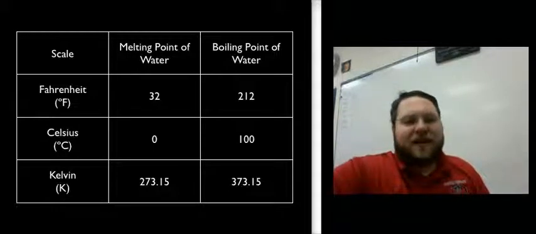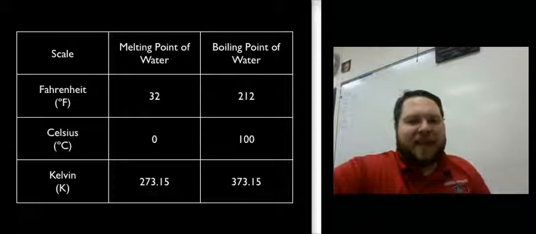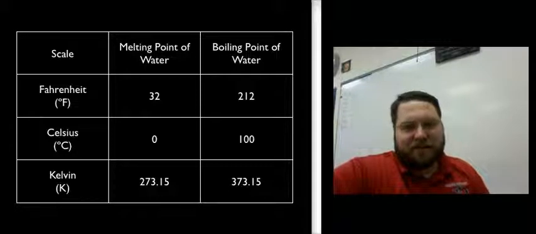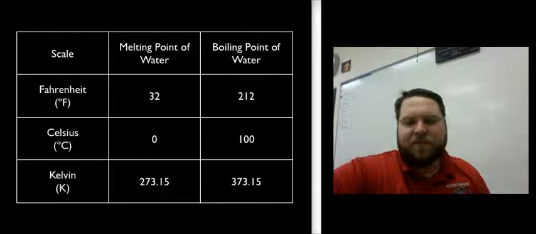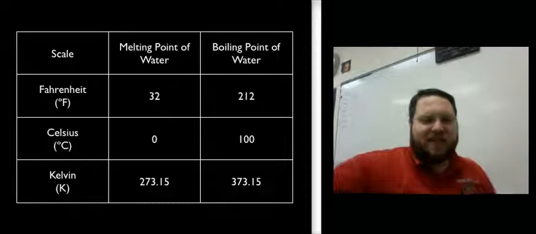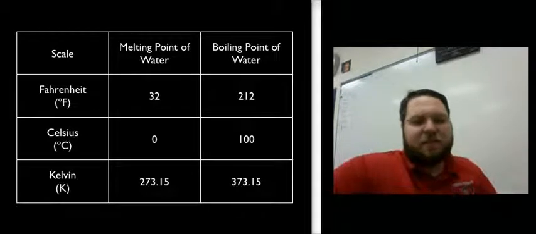And so on this scale, Kelvin has exactly the same size units as degrees Celsius, so 1 Kelvin is the same size as 1 degree Celsius. And the melting point of water in Kelvin is 273.15 Kelvin, and the boiling point is 373.15. Notice you don't have to say degree with Kelvin. And again, Kelvin is the scale used by scientists around the world.